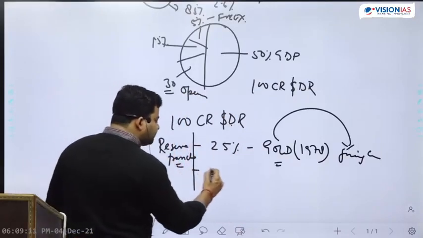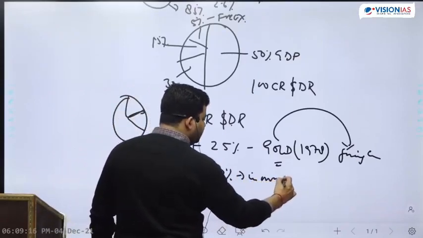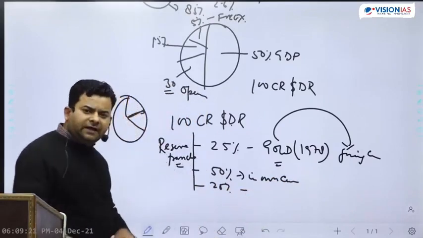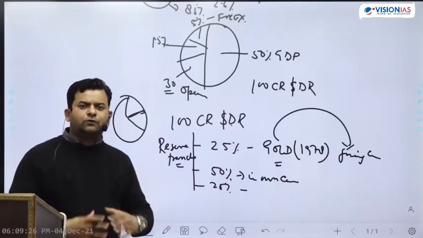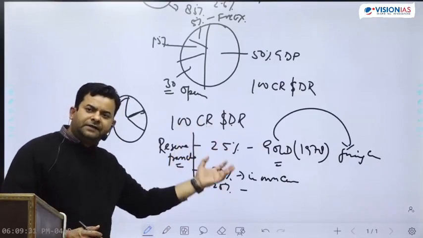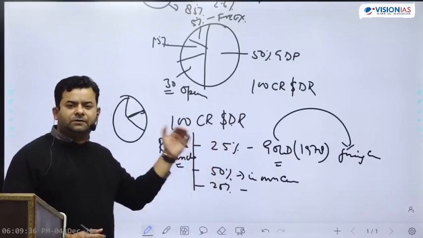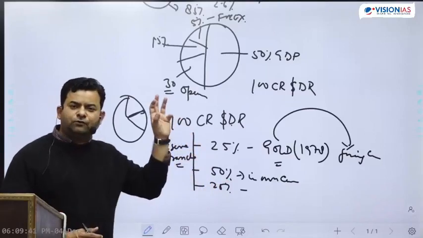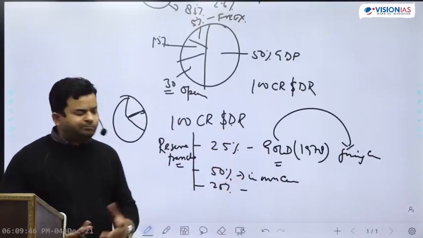Now the advantage is 50% you will give in your own currency, and the rest of the 25% depends on the bilateral agreement between the IMF and the country, on which form they want. There could be several other options, like whether they want it in the form of currency, or in the form of gold, or with some discounts in their own currency. So 25% they have to mandatorily give in the form of gold and or foreign currencies.